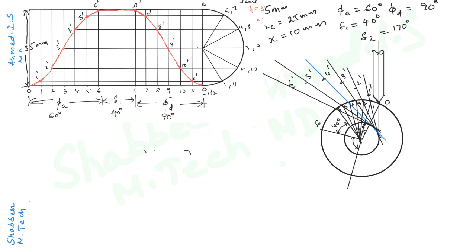So this is 90 degrees. And now we will divide this sector from here to here into 6 equal parts. So this is the first part.